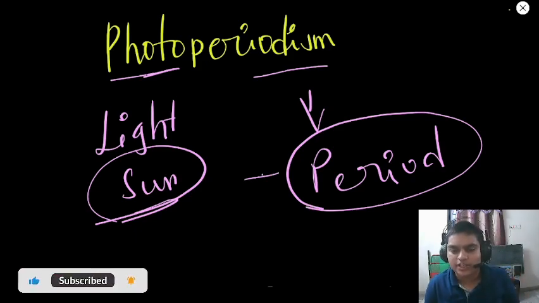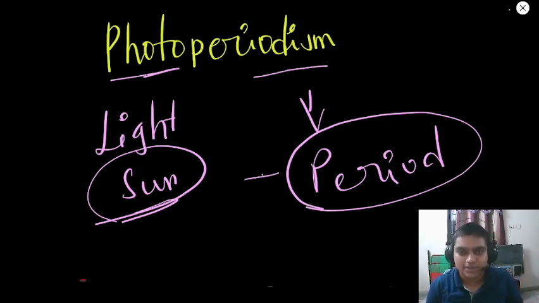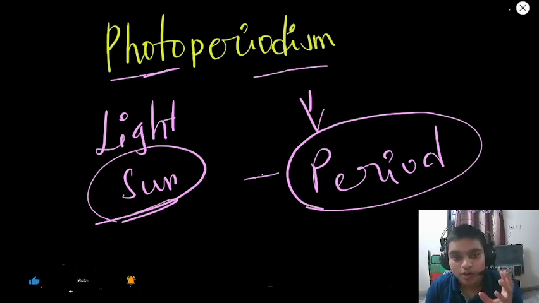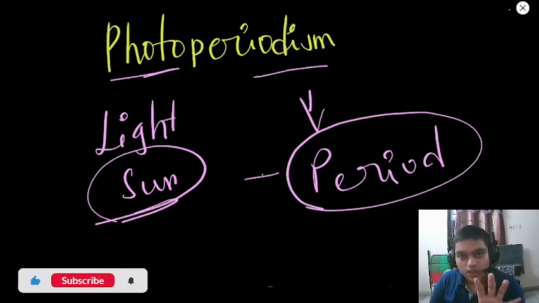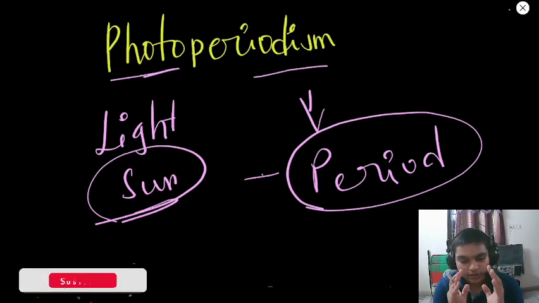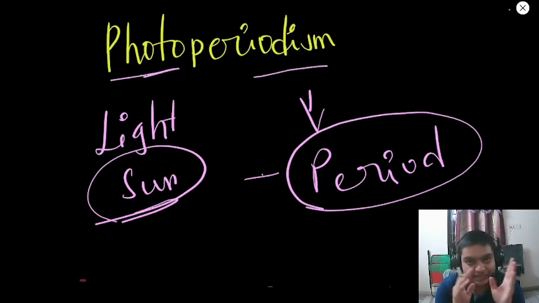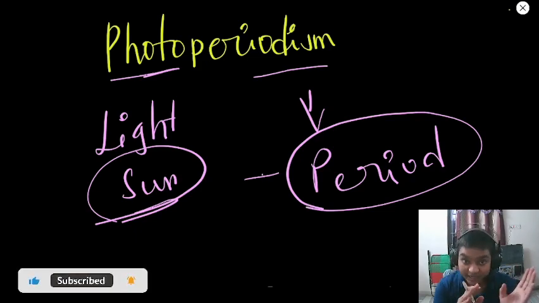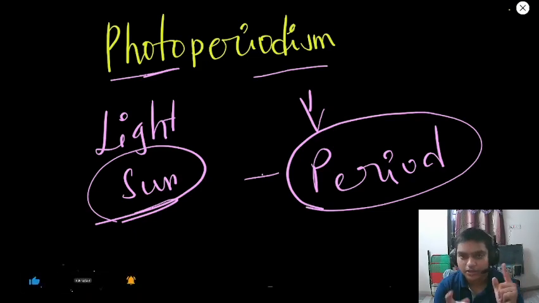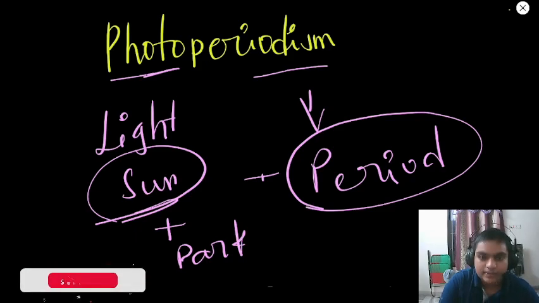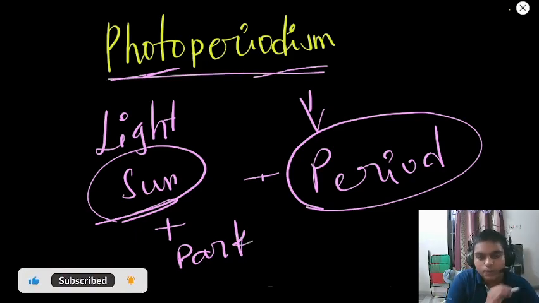So what are you saying? Light and period, you are adding them. Let me clarify. It is the response of plants to the photoperiod, meaning the time interval during which the day or sunlight is present. It is a response of the plants to the sunlight as well as the moonlight, that is, darkness. Light plus dark, both responses together, is termed photoperiodism.